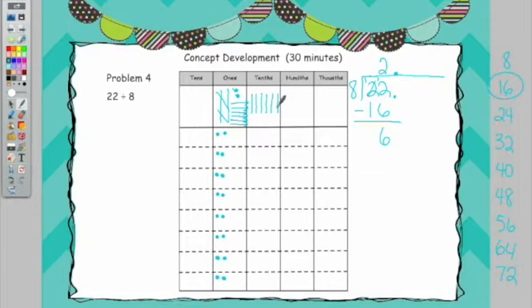I add a 0 and bring it down. So now I have 60 tenths. So back to my multiples of 8. Daniela, which one of these multiples of 8 is closest to 60 without going over? 56. So 8 times blank equals 56. 7. Awesome. So how many will be in each box? 7.